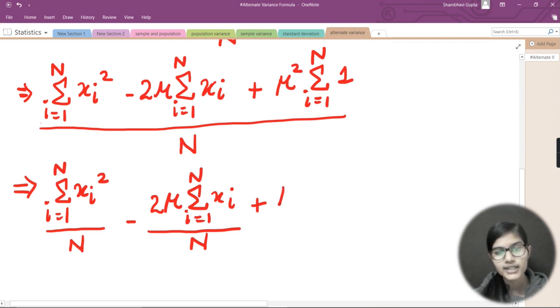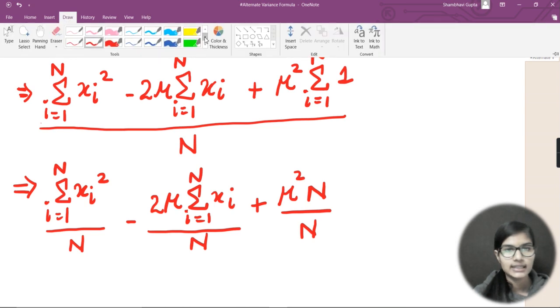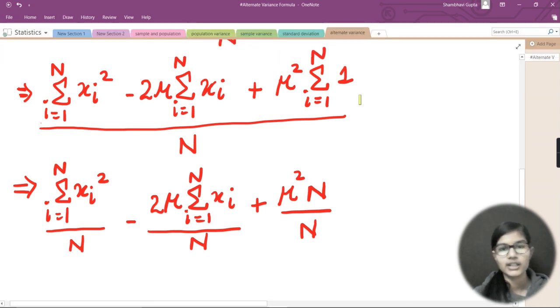So what I'm going to write here is mu square into n, and I'm going to divide everything separately by n. So this is how we have converted it, and let me take a highlighter. This is how we have written sigma i equals 1 to n of 1. So we have just converted it into a form that is n here.